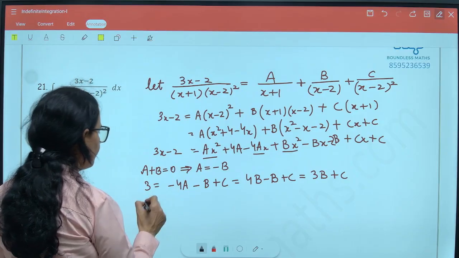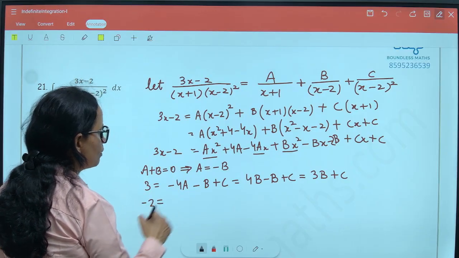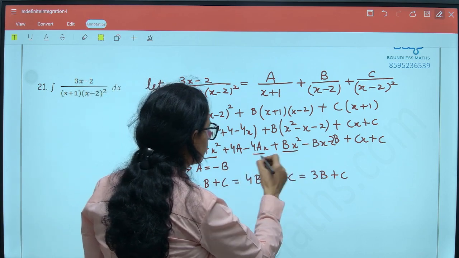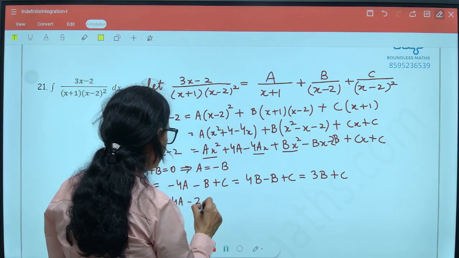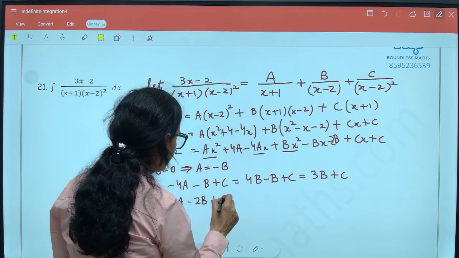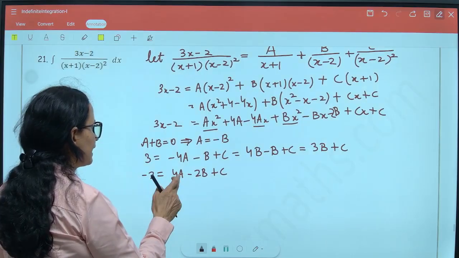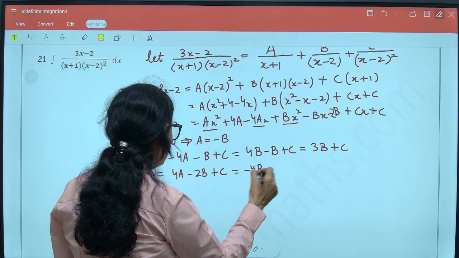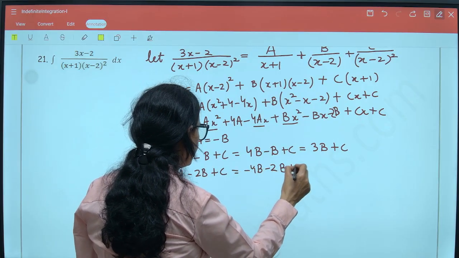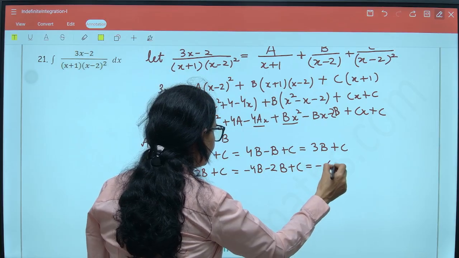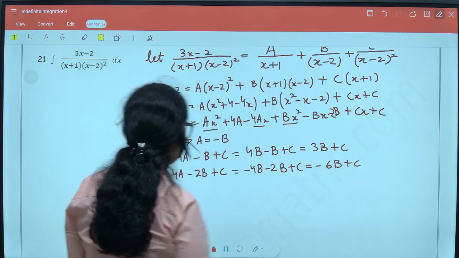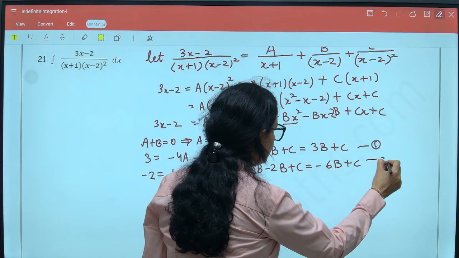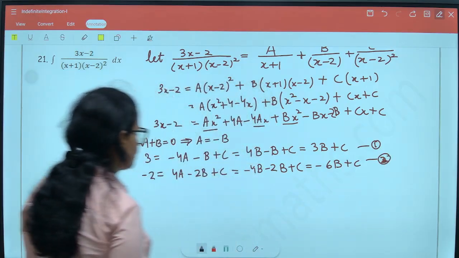Next equation, if I equate the constant term, minus 2 is equal to 4a minus 2b plus c. Now again I can replace a with minus b. So this becomes minus 4b minus 2b plus c. This is equal to minus 6b plus c. So you have two equations, 3b plus c equals 3 and minus 6b plus c equals minus 2.